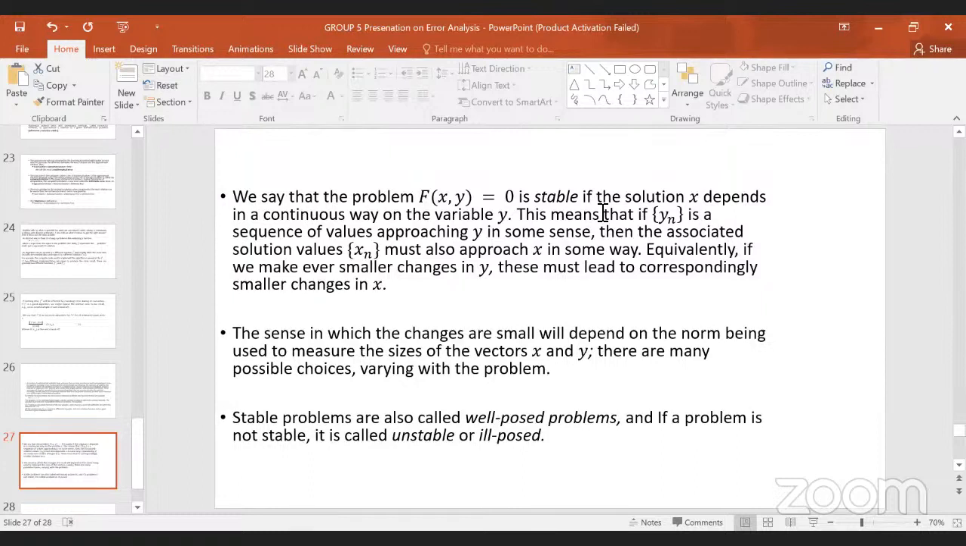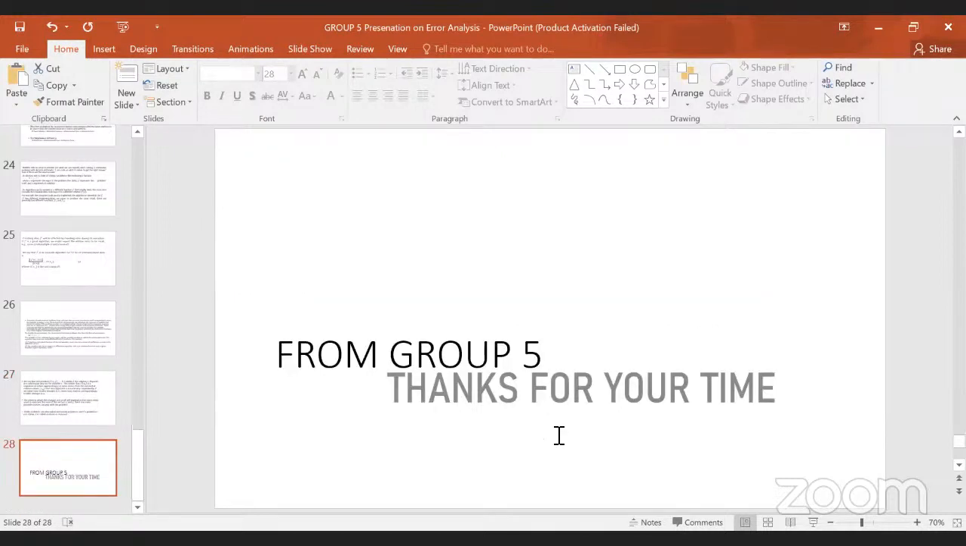There are many possible choices varying with the problem. Now, stable problems are also called well-posed problems. And if a problem is not stable, it's called unstable or ill-posed.